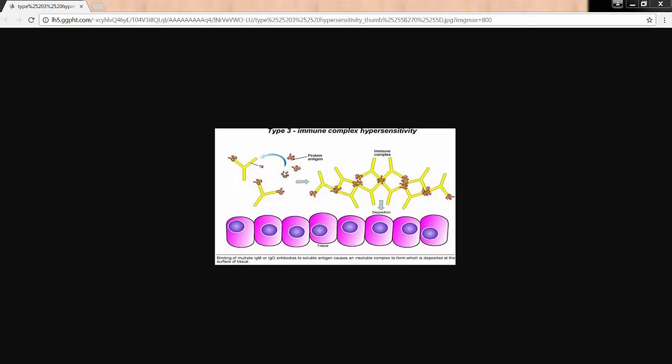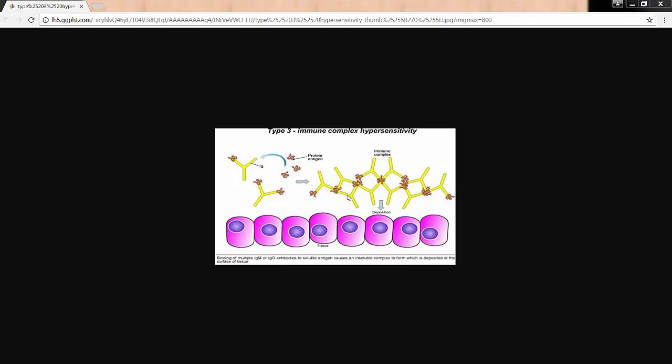And what happens here with a type 3 is that really the same kind of antibodies, primarily IgG, but also IgM can play a role, will bind to the antigen. And what will happen is then other antibodies will bind to the same antigen, and you get what's called an immune complex. Now this is very similar to what we called an agglutination reaction back in chapter 15. So it's kind of like a form of agglutination, but not quite the same. So it's called an immune complex.